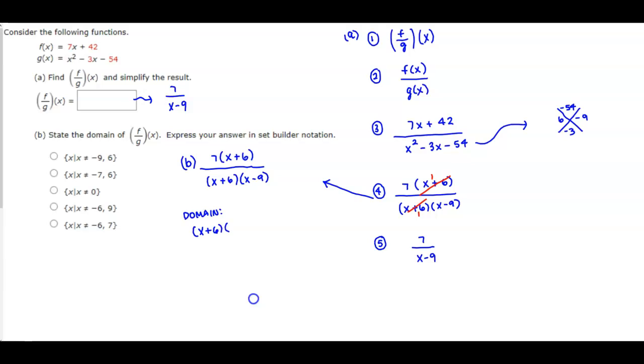So we have x plus 6 times x minus 9, which is equal to 0. So we have x plus 6 is equal to 0, or x minus 9 is equal to 0. If we solve for x, we get x which is equal to negative 6, or x which is equal to 9. Now for the domain, that means that neither of these can equal those numbers. So for set builder notation, we would say x such that x cannot equal negative 6 or 9. And so therefore, that would be our result.